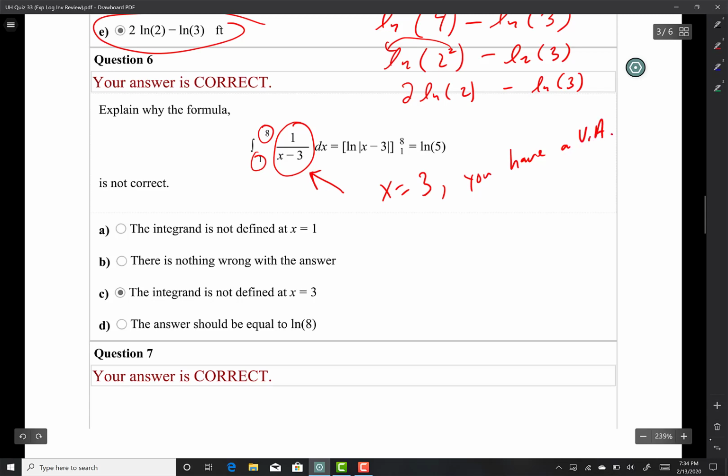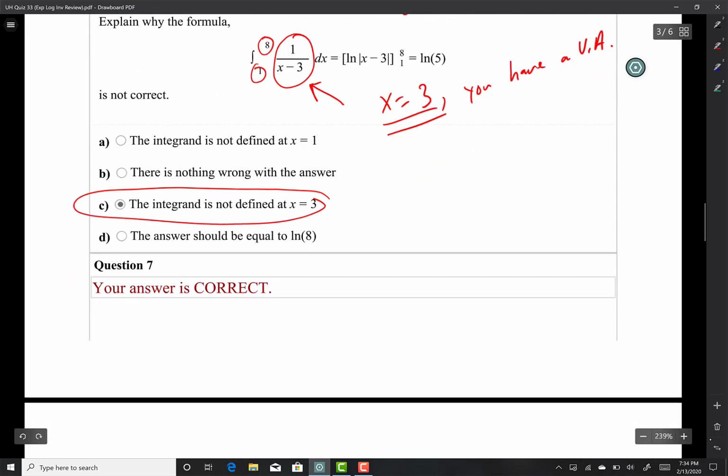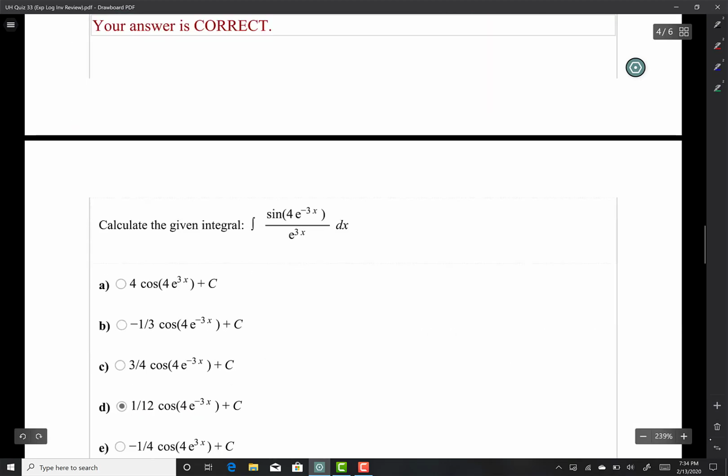So you're undefined at x equals 3, guys. So you can't integrate over where you're not defined. So the integral is not defined at x equals 3. You have to be defined to find the area under a curve, guys. All right, let's go to the next one.